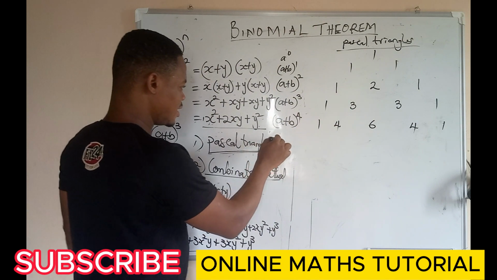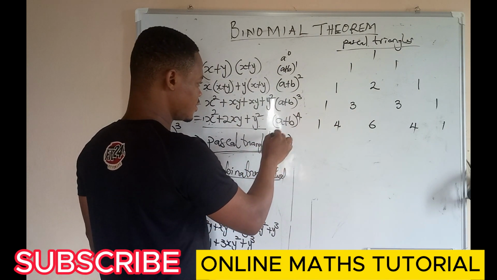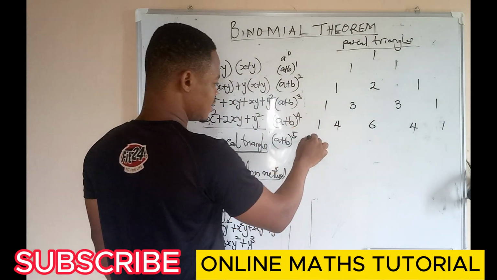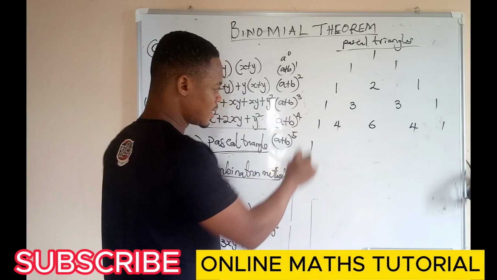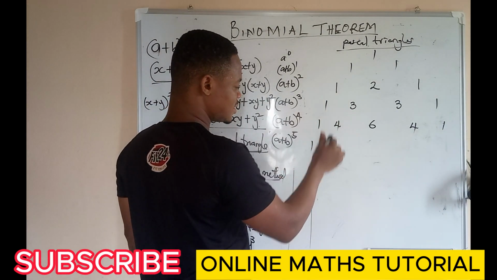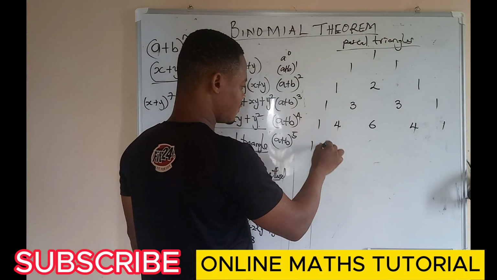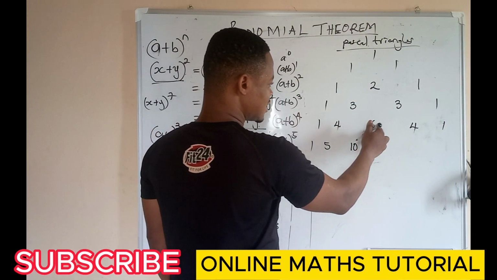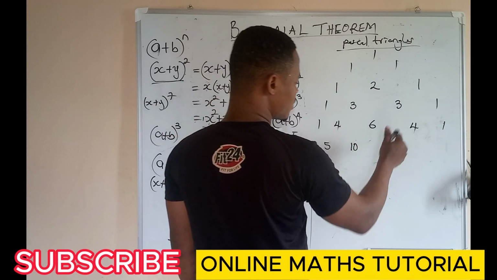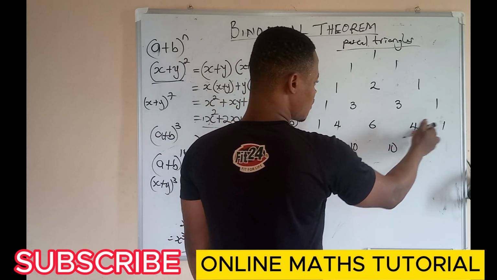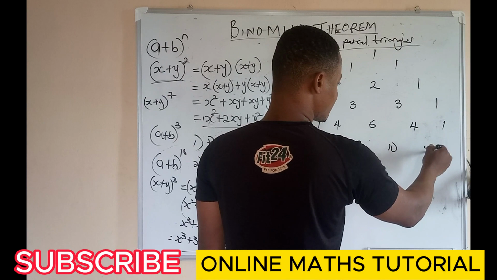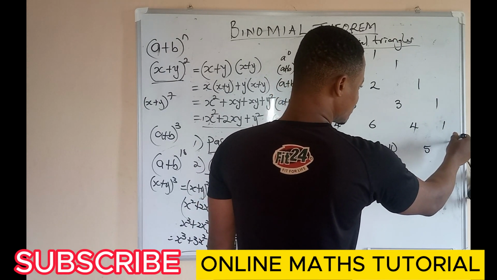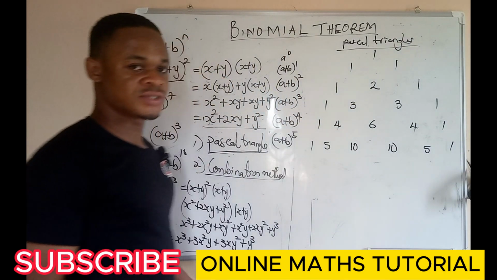To get a plus b raised to the power 5, start with 1, add this 1 plus this, it will give us 5. 4 plus 6 will give us 10. 6 plus 4 will give us 10. 4 plus 1 will give us 5. And you end with 1. And so on and so forth.